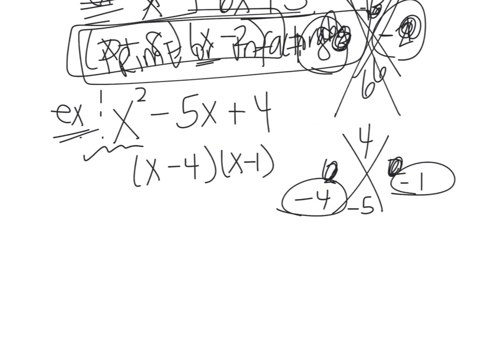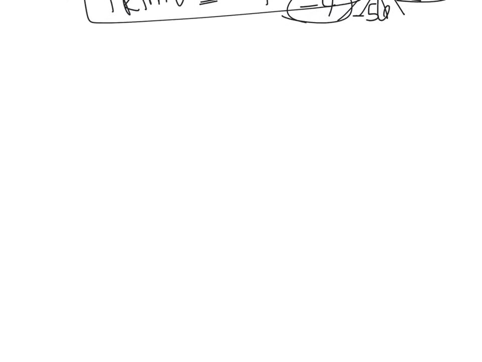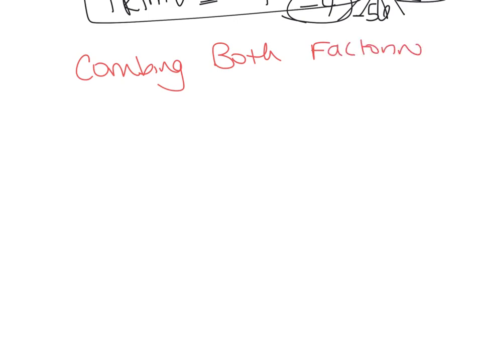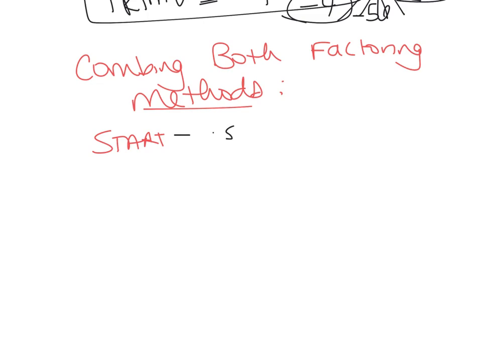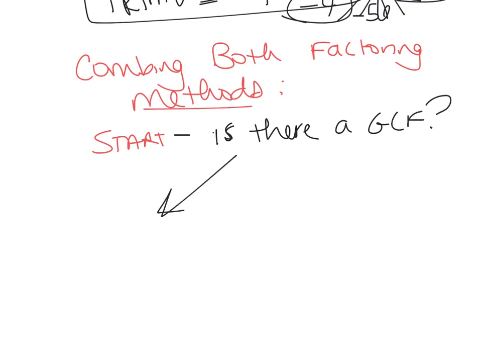Okay? So now today, I want to talk about combining both factoring methods. So I have a flow chart of a series of questions that your brain always has to go through. So you're always going to start at the same step. The first thing you always ask yourself is, is there a GCF? You can answer that in one of two ways. You can say yes, or you can say no.